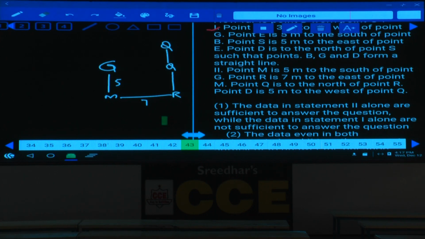Q is to the north of R, D is 5 meters to the west of Q. As D is 5 meters to the west of Q, if Q is here, D will be 5 meters to its west. Or if Q is here, D will be 5 meters. Now the distance between D and G cannot be identified because we have n number of possibilities. Done? Hence question number 43, only 1 alone is sufficient.